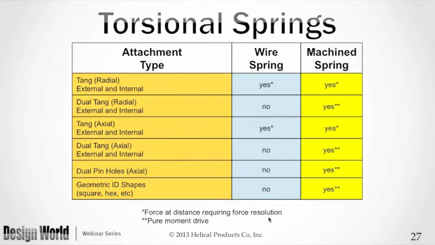As far as axial springs, you can have tangs also, but they also have the issue of force resolution. Dual tangs, both internal and external, are available on machine springs, but not on wire because, again, it's one piece of wire. There's pinholes we saw earlier. There's also geometric shapes such as squares and hexes. I've even seen ellipses, shafts with keys. There's all kinds of ways to resolve or apply moments to torsional machine springs.